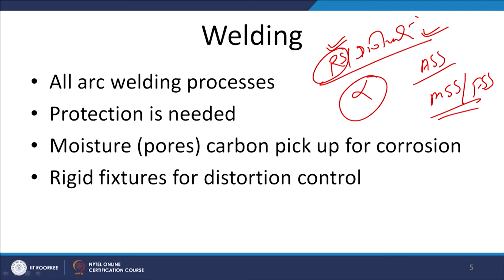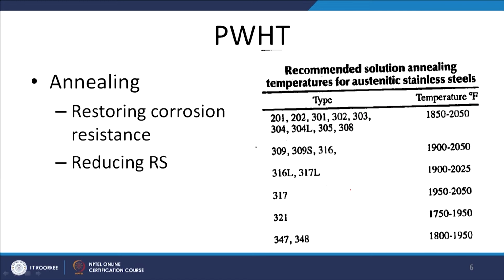So, while welding the ASS, we especially need to design very rigid fixtures, so that the differential expansion and contraction can be handled very effectively in order to avoid distortion of the ASS weld joints. So, this is how we can say that we need to be careful, especially when we are performing the welding of the ASS, with regard to the high thermal expansion coefficient, because it will promote distortion and development of the residual stresses.